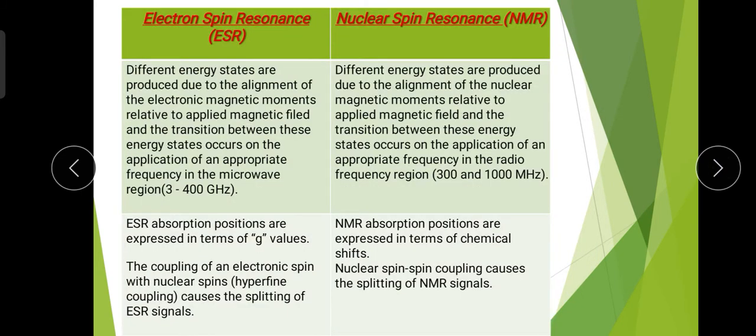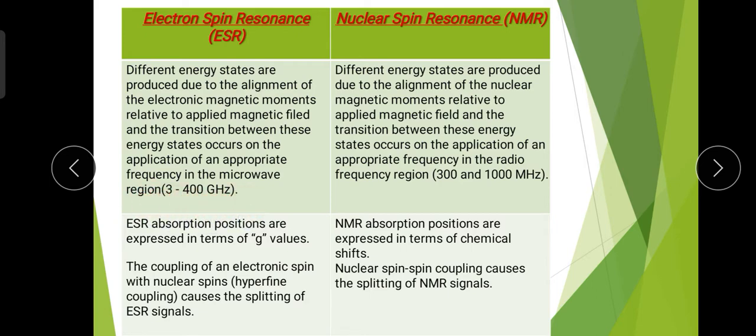Now the next point: different energy states are produced due to the alignment of the electronic magnetic moments relative to the applied magnetic field, and transition between these energy states occurs on the application of an appropriate frequency in the microwave region, that is 3 to 400 gigahertz.